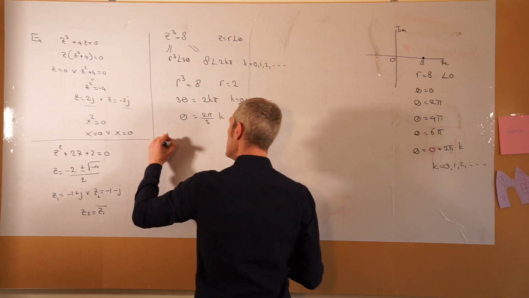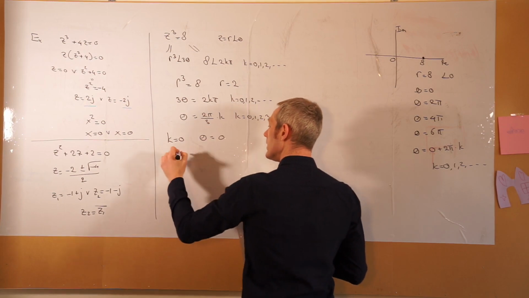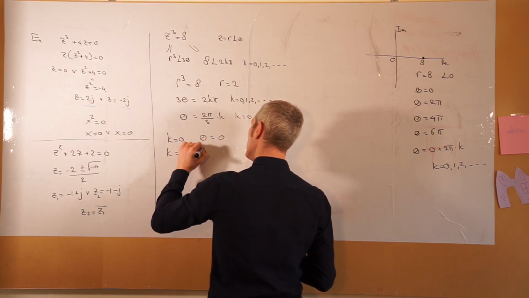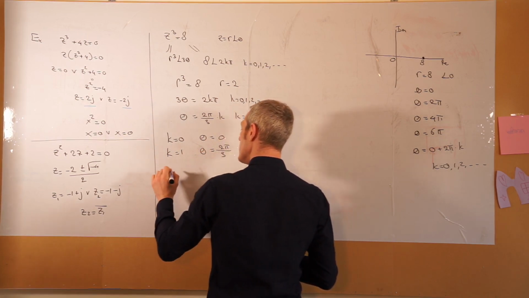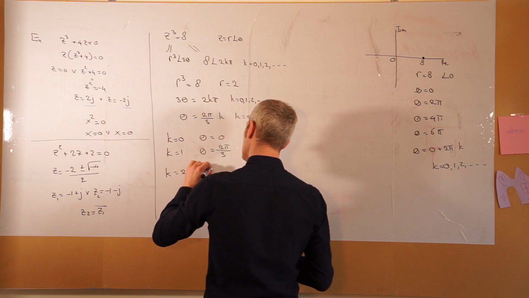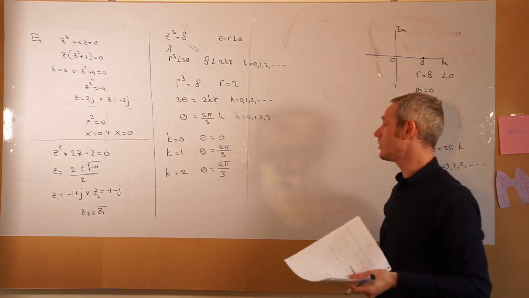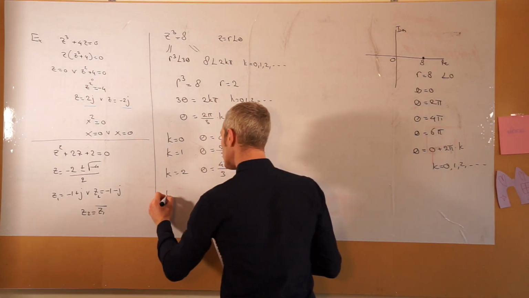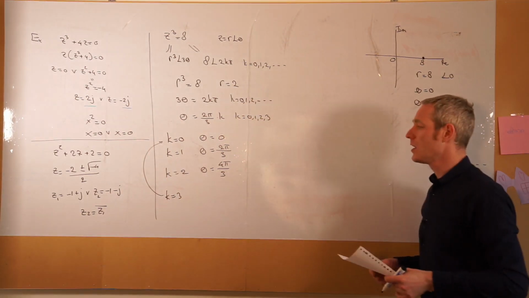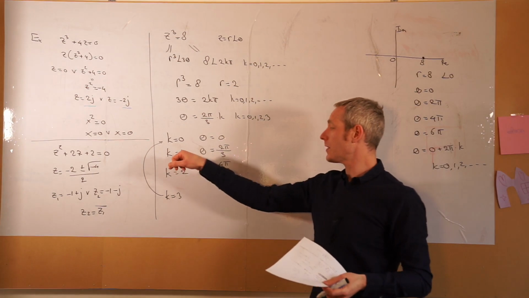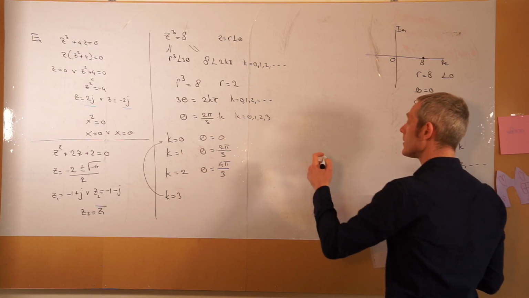Now, if we take k equal to 0, then we get theta is equal to, well, 0. If we take k equal to 1, we get theta equal to 2 pi over 3. If we take k equal to 2, we get theta is 4 pi over 3. Now, we already have 3 solutions. If I take k is 3, I will get the same solution as if I get k is 0. So I can stop if I have 3. It doesn't matter if I started with 1, 2 or 3, but it is simply easier to start with 0. So I get 3 solutions.